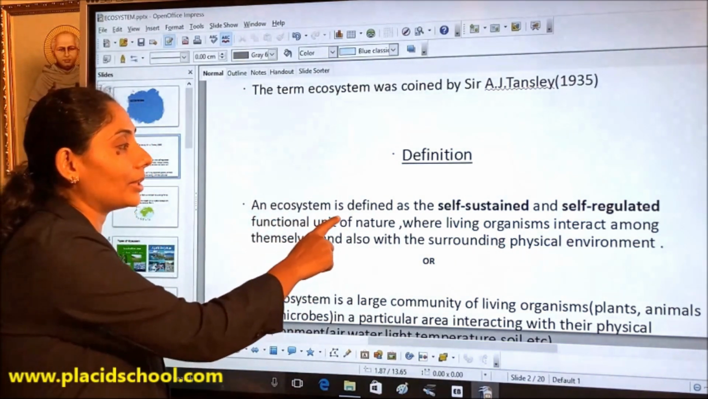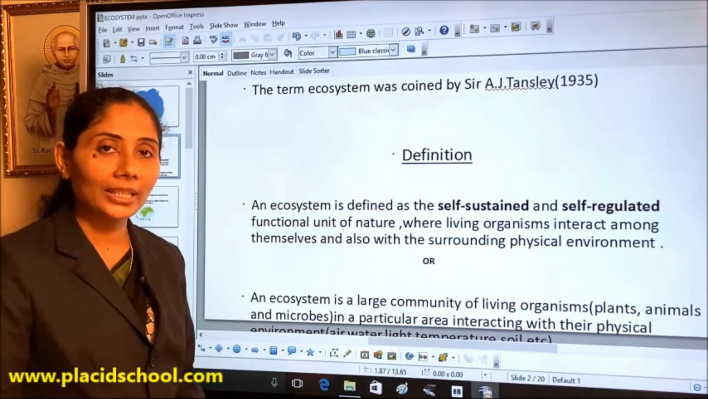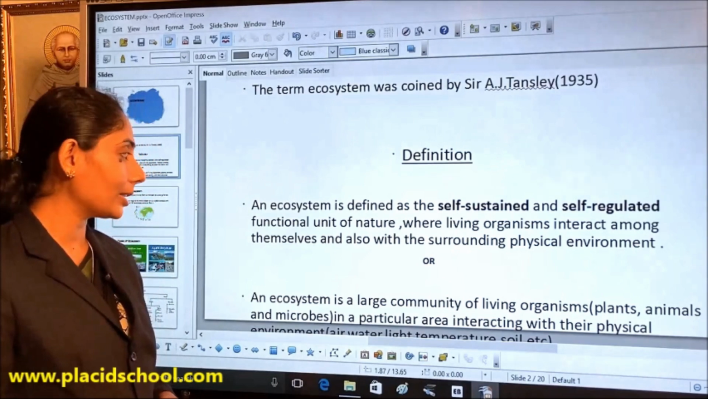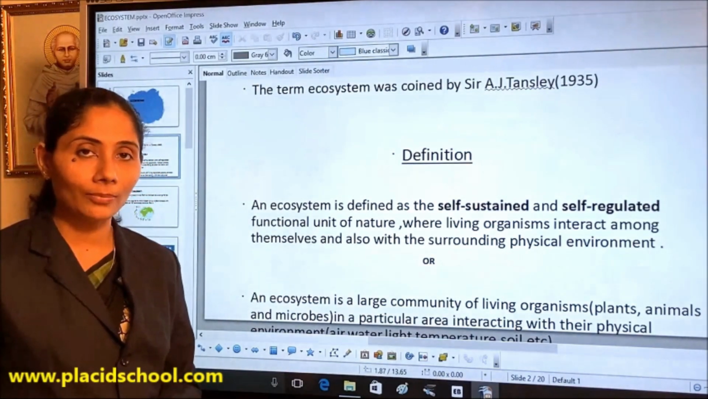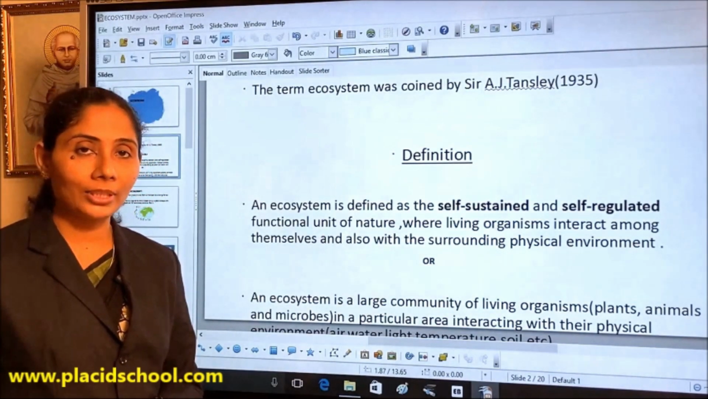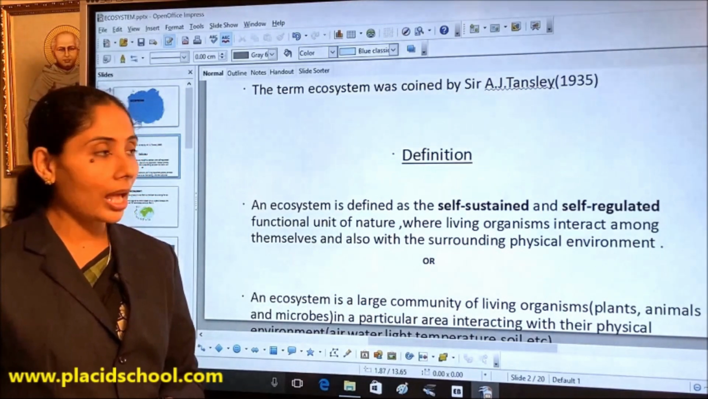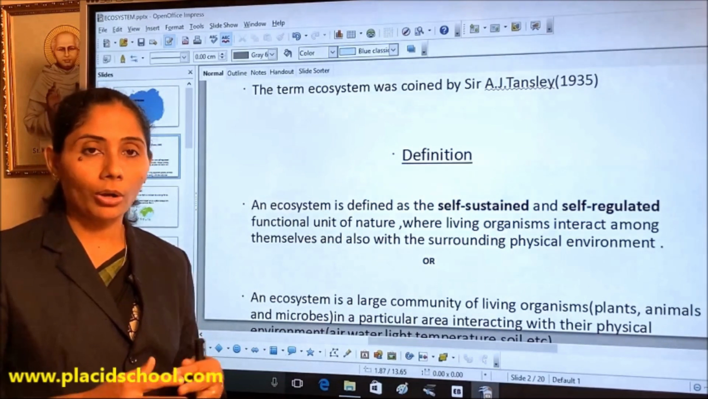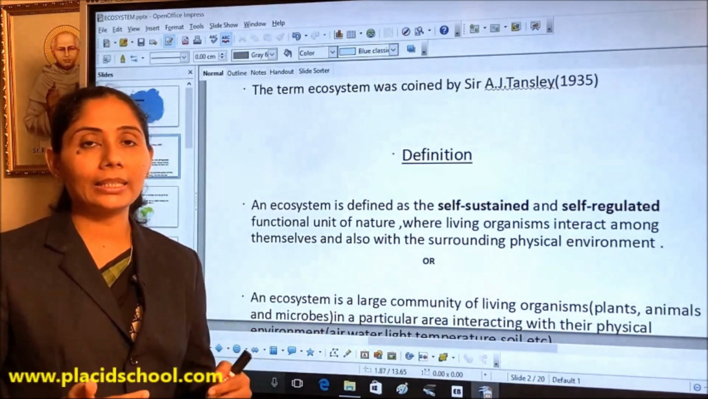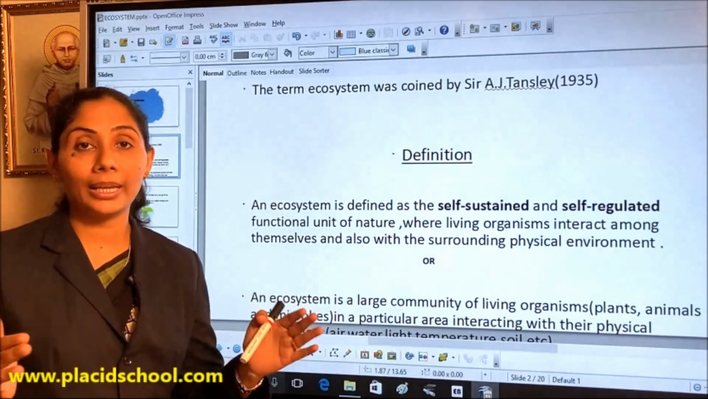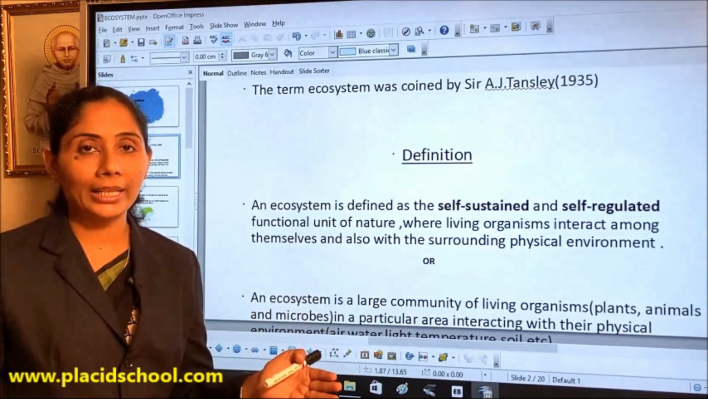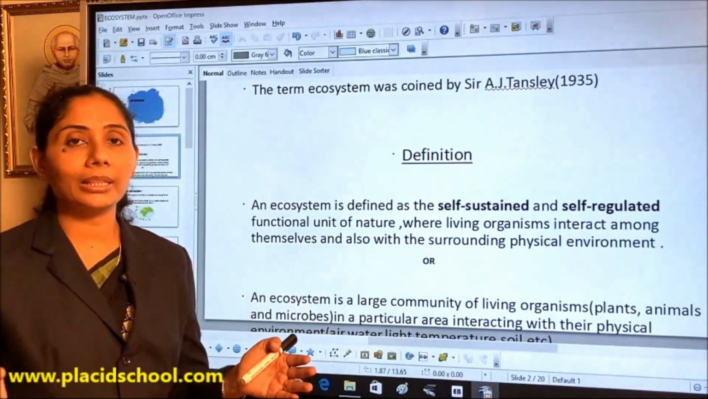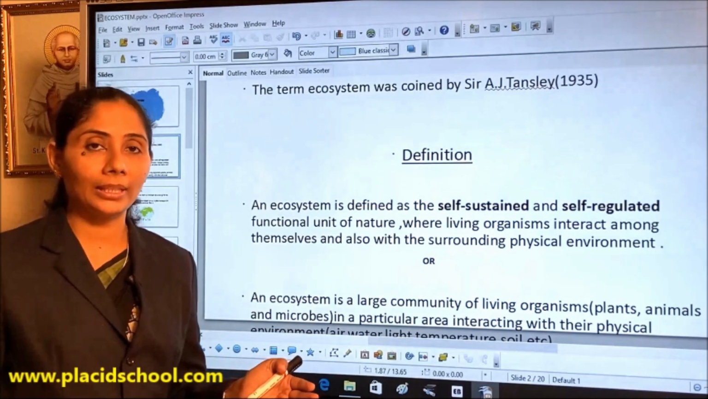An ecosystem is defined as a self-sustained and self-regulated functional unit of nature where living organisms interact among themselves and also with their surrounding physical environment. Or to keep it more simple, let us understand ecosystem as any place where living organisms live, interact among themselves and also with their physical environment.